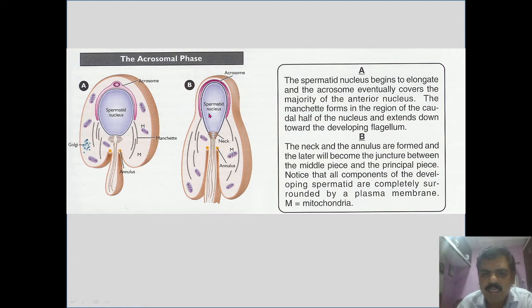In the next phase, the neck and the annulus are formed below the spermatid nucleus, and the annulus becomes a junction between the middle piece and the principal piece. And all these mitochondria are now concentrated toward the middle piece.